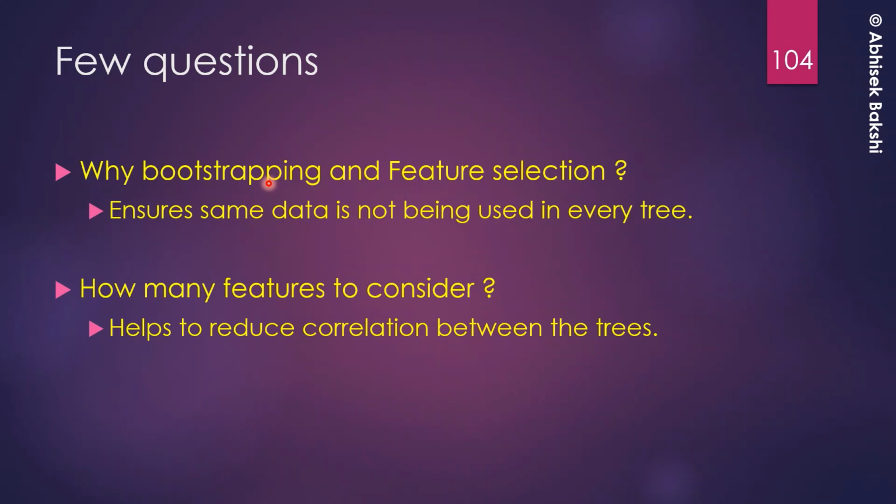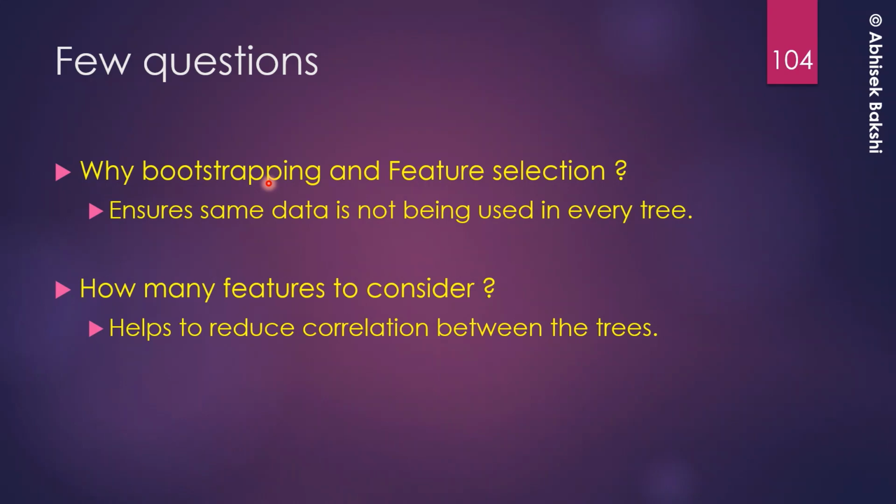This bootstrapping and feature selection ensure that the same data is not used by every tree, what I was saying. If you have the same data set for every tree, naturally you will have very similar decision trees. So it will not be able to manage the outlier or noise present in the data, because the tree is almost the same.